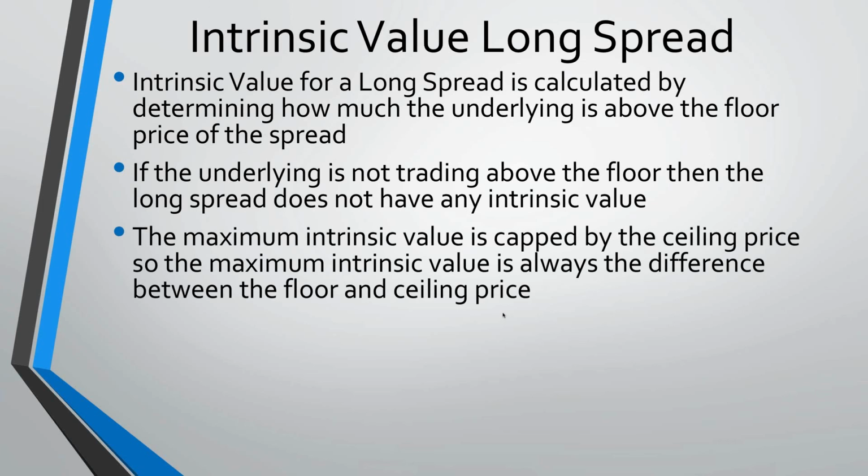The maximum intrinsic value is capped by the ceiling price. So the maximum intrinsic value is always the difference between the floor and the ceiling price, or the maximum value of a spread. If it was like a 1900-1940 spread, the maximum value of that spread at expiration could be 40.